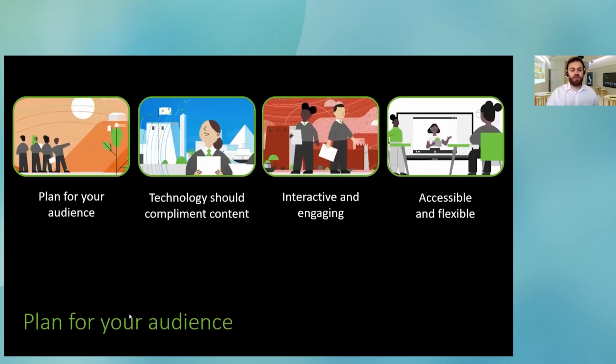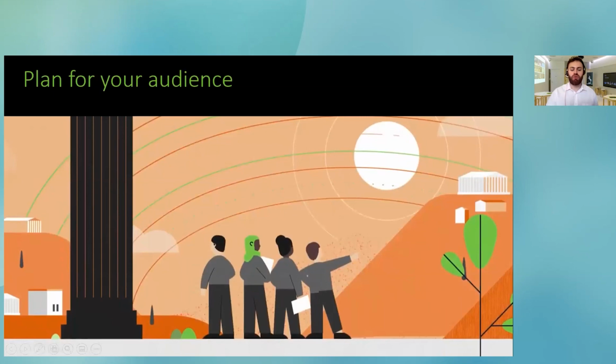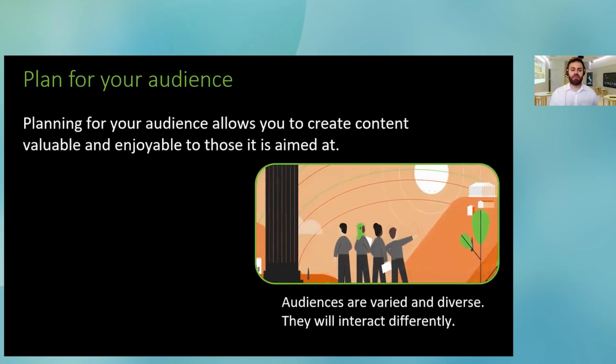So starting with the first one, to plan for your audience. This is really important because it allows you to create content that's valuable and enjoyable to those it's aimed at. Audiences are varied and diverse. They'll interact differently. And it's a difficult thing to come to terms with, but unfortunately, you can't create a program that is going to be just as appealing to everyone. Audiences are so varied that something that broad won't be specific, and particular audiences won't get the value they want.